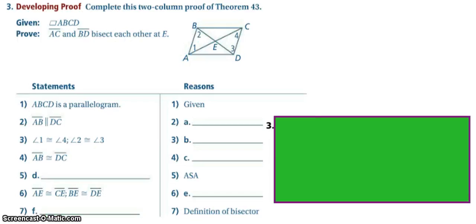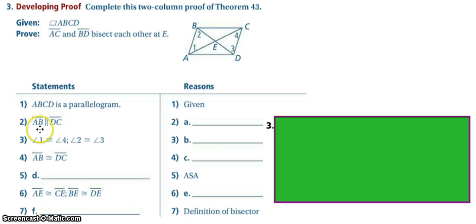So for number 3 here, we're trying to prove that AC and BD bisect each other. We're trying to prove Theorem 43. So pause the video, see if you can fill in all of our blanks here to really write out the proof for Theorem 43. Alright, so the first thing we do is state our given, knowing that it's a parallelogram.